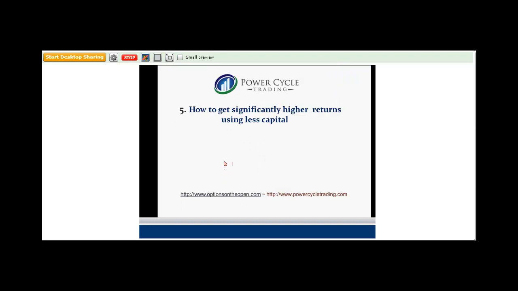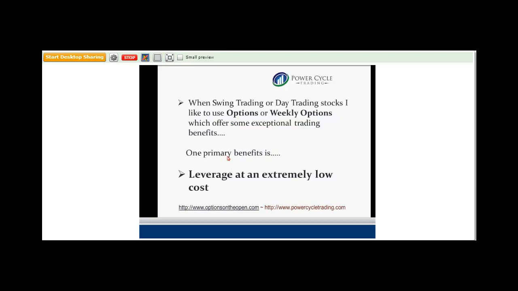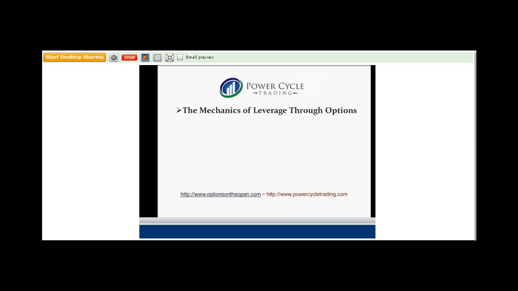Now I'm going to go over some ways to get some really great returns, and most of these will incorporate the use of weekly options. When swing trading or day trading, I like to use options or weekly options if I see a good setup, because they offer exceptional trading benefits. And one of the big benefits is leverage at an extremely low cost.